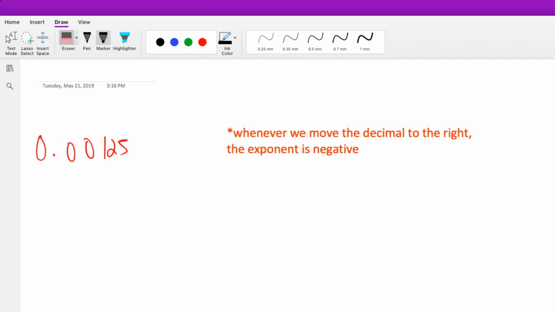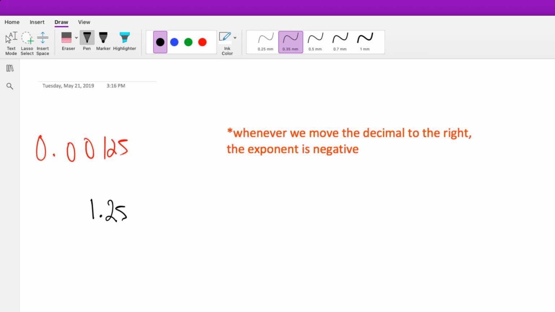Our decimal is going to want to be right after that first non-zero number. So what is the first non-zero digit? It's this 1. So we're going to want to put this decimal right after that 1. Let's go ahead and do that. 1.25.